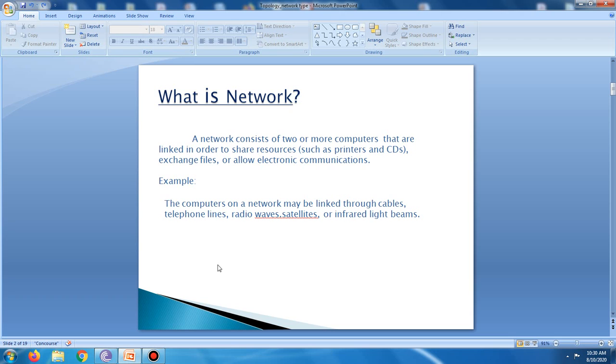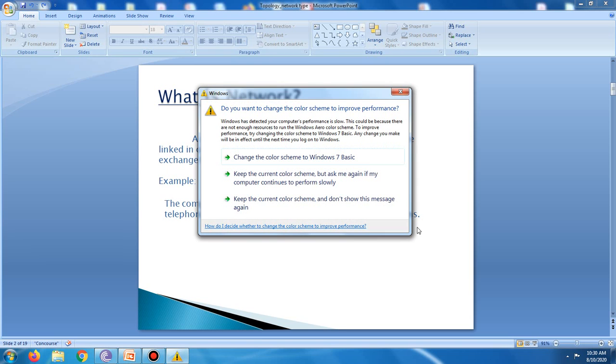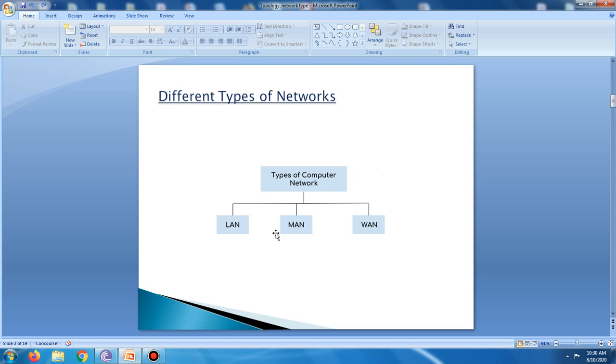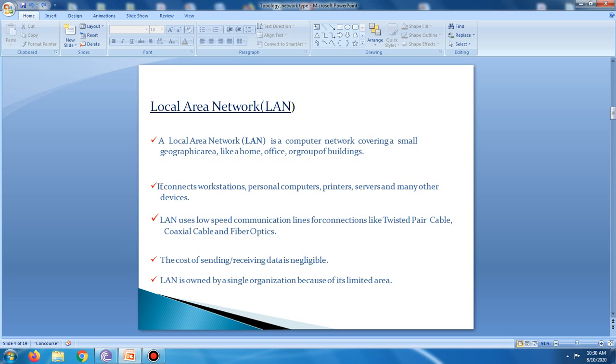Communication between two devices through cables. Example, telephone lines, radio waves, satellites, etc. Different types of network: LAN, MAN, WAN. What is meant by LAN? Local area network.